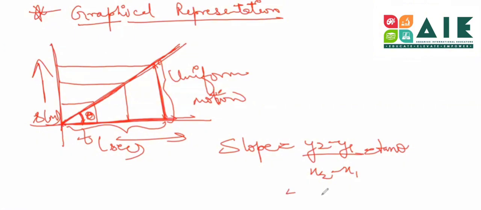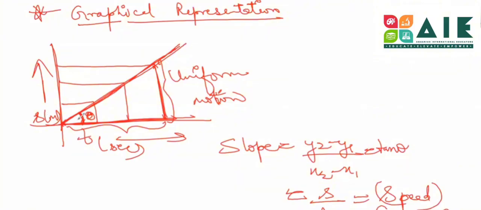Now what is y2 minus y1? I guess this is s and this is t. So s over t is nothing but what? Speed. And if distance and displacement are same, then I can even write it as velocity. Understood?